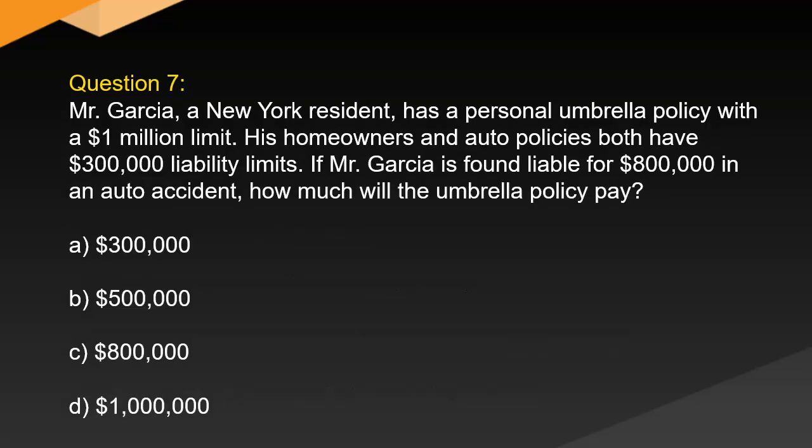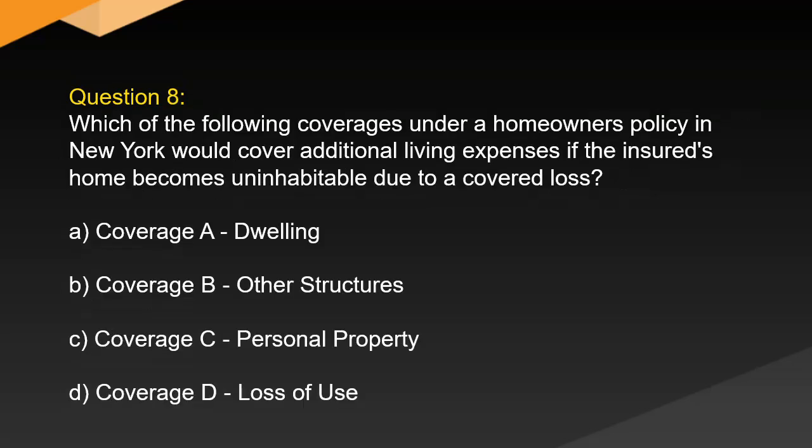Question 7. Mr. Garcia, a New York resident, has a personal umbrella policy with a $1 million limit. His homeowners and auto policies both have $300,000 liability limits. If Mr. Garcia is found liable for $800,000 in an auto accident, how much will the umbrella policy pay? A. $300,000. B. $500,000. C. $800,000. D. $1 million.